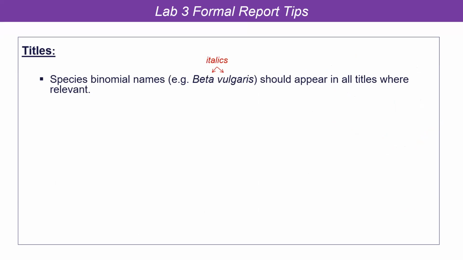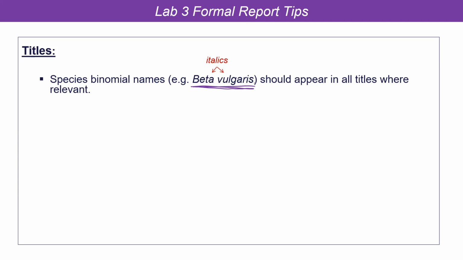One thing that is expected of all titles in this course that you're going to make for graphs or tables or for reports, where relevant, is that you are going to include a species binomial name. If you remember in week 1, we had the onion. The onion was Allium cepa, I believe, is the binomial name. In this case, the binomial name is Beta vulgaris. That is the binomial name for beets. So that needs to be in the title.